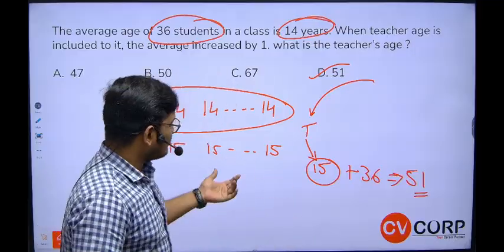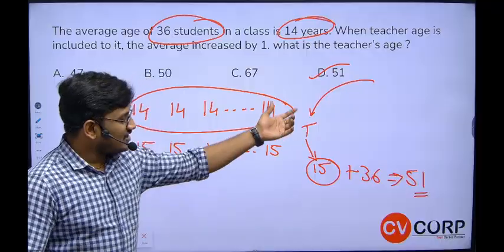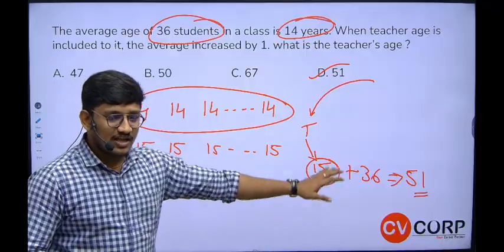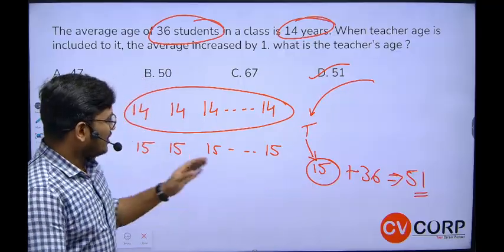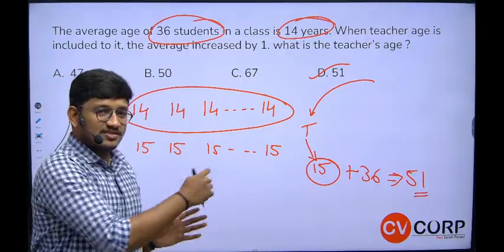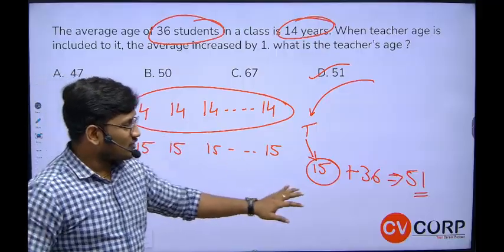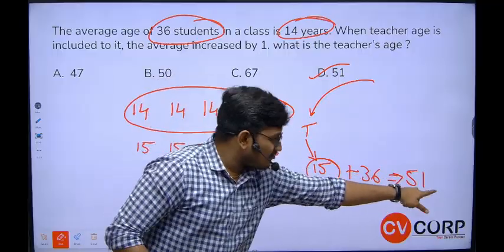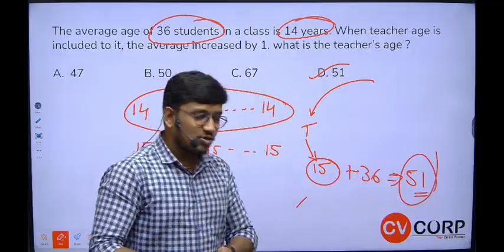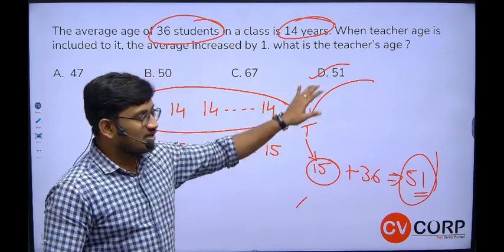So the average becomes 15. That's where the teacher has 15 chocolates along with the 15. They should bring 36 extra chocolates to distribute one chocolate to every child. That's the logic here. The teacher, while coming to the class, should bring 51 chocolates. That is the teacher's age.